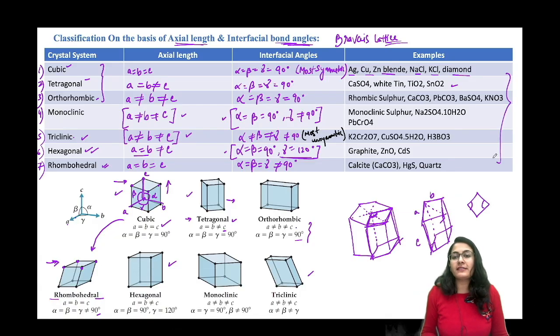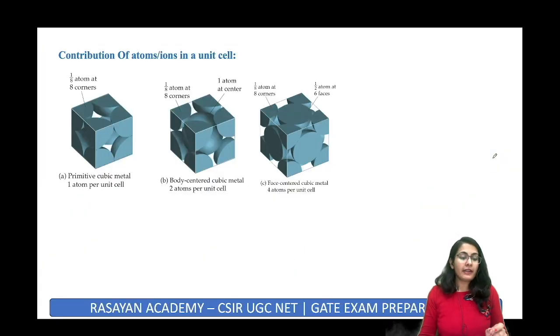Now these are some of the examples that I've given you. I think this table is good enough, with diagrams, with examples, and with the axial length and bond angles, everything. Okay, so now we are going to move onwards and consider the contribution of atoms or ions in different types of unit cell. So yeah, contribution of atoms or ions in a unit cell. So let's see what's going on.